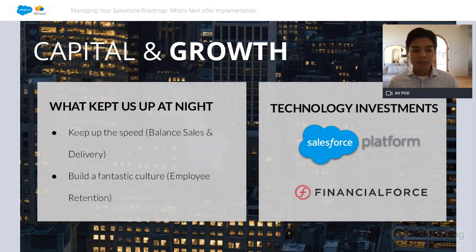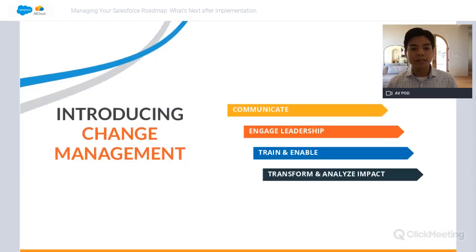So being able to establish a fantastic culture so that employees would want to stay with Figure 8, we made some additional investments. We invested in our Salesforce platform. We also purchased a professional services automation tool called Financial Force. But one important item to what we were doing at this stage was introducing this concept of change management. As we start to hire more employees and onboard new folks, either from a sales and a delivery capacity or operations team, we needed to get people ramped up as quickly as possible.